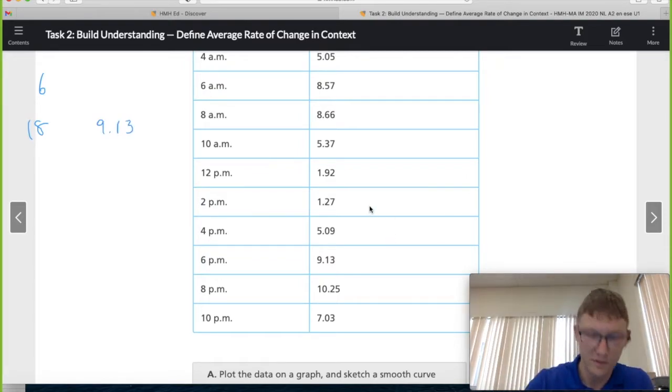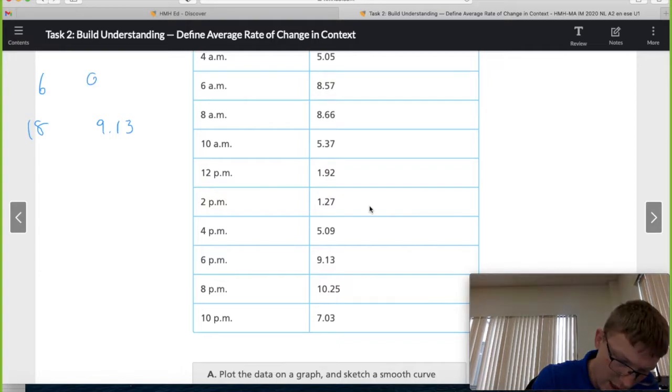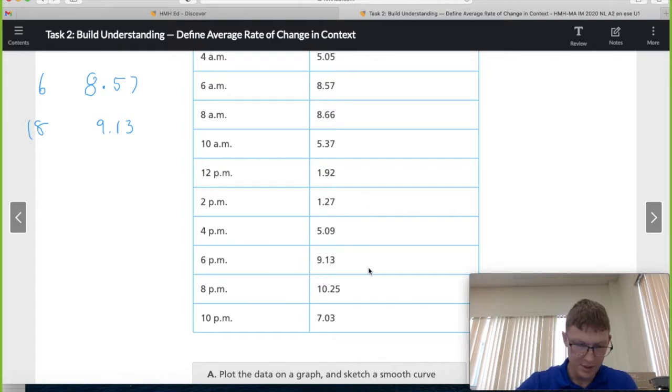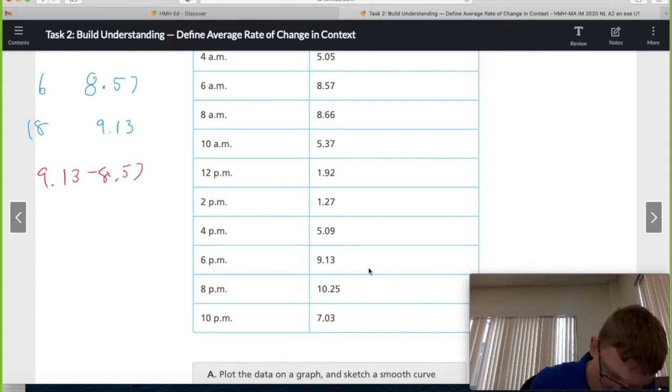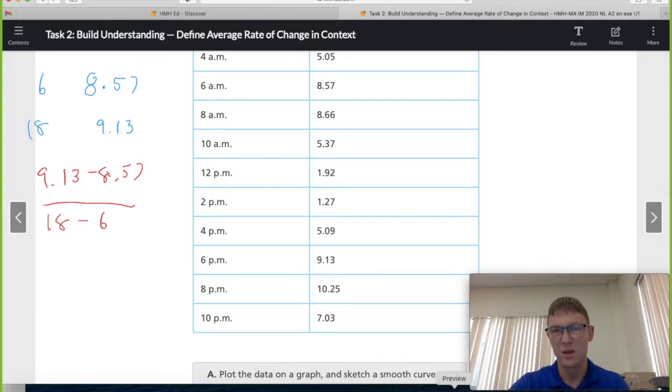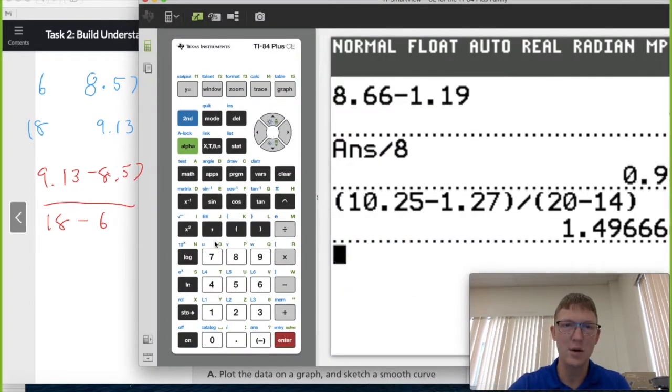9.13, 6 a.m. is 8.57, and so, just like we've been doing, 9.13 minus 8.57 divided by 18 minus 6. And again, I'm just going to shove that whole thing into my calculator, because parentheses are my friend. Minus 8.57.